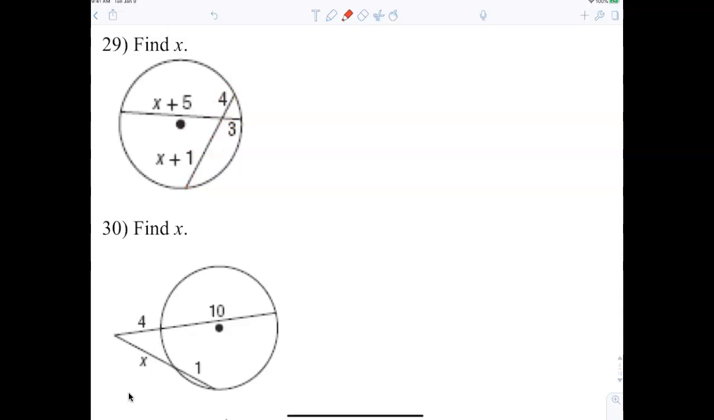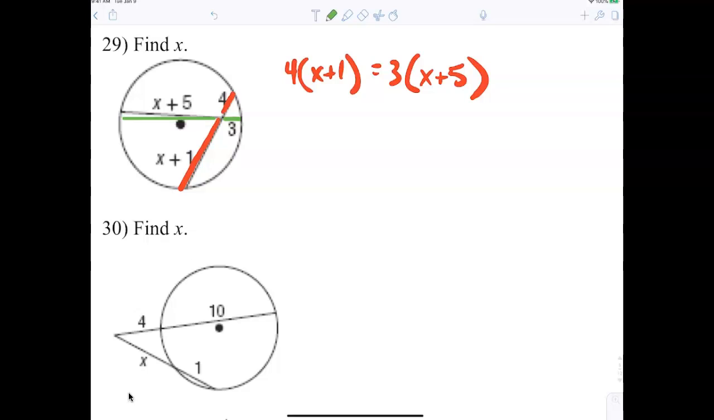So this would be 4 times x plus 1 is equal to 3 times x plus 5. So this part times this part is equal to this part times this part. But that's really good near proportion. That's exactly correct.